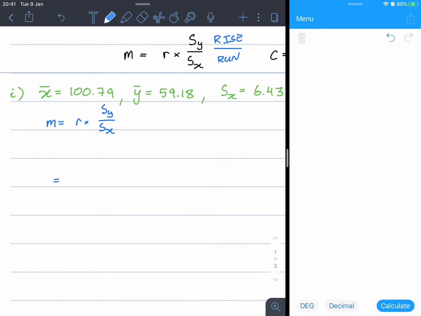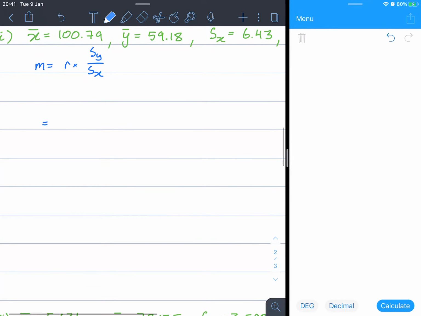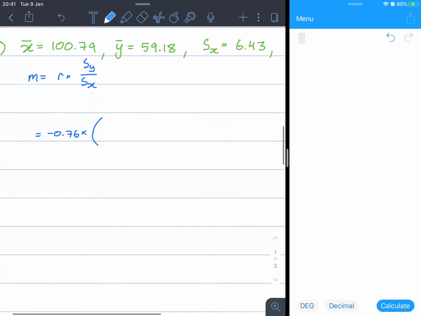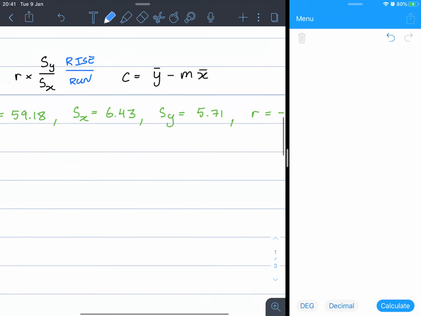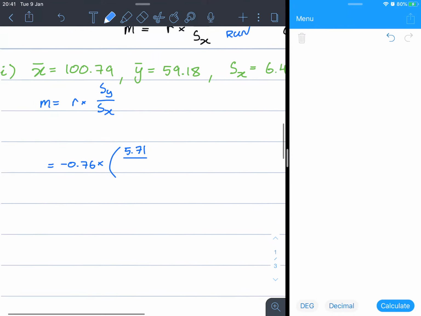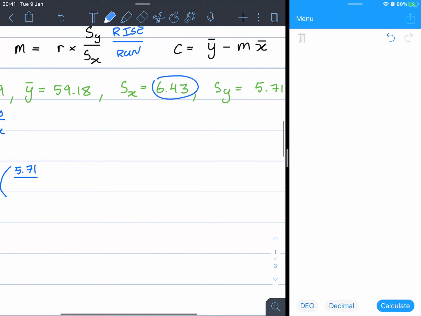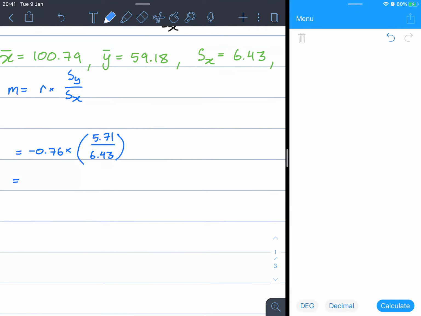The r value in this question is listed here, negative 0.76, so let's input that in, times, let's put this in brackets, the standard deviation of y, which is here, 5.71, over the standard deviation of x, which is 6.43. We just input this into our calculator.